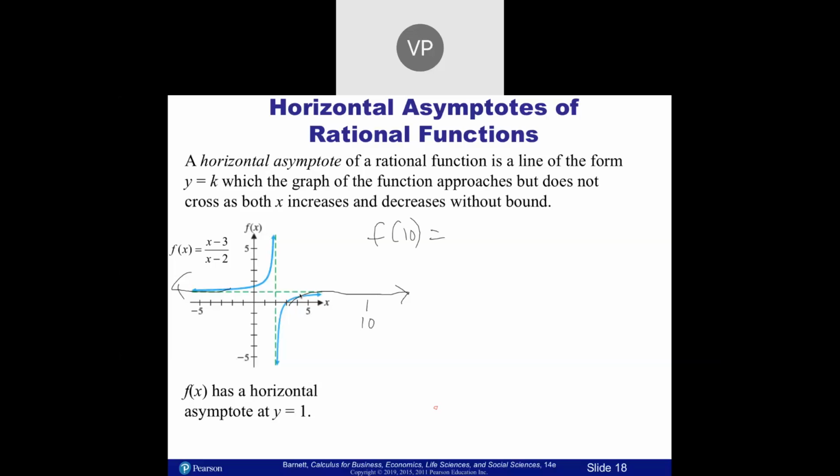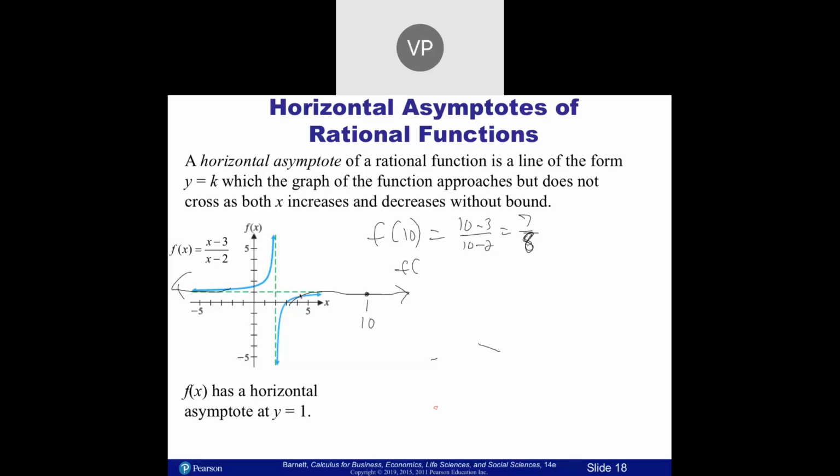When you plug that in, you get 10 minus 3 over 10 minus 2, and we get 7 over 5. Okay? So, did I do that right? I apologize. Okay, 7 over 8, I'm sorry. I'm doing my math wrong here. 7 over 8. Okay, so it's going to be a number that's close right there.